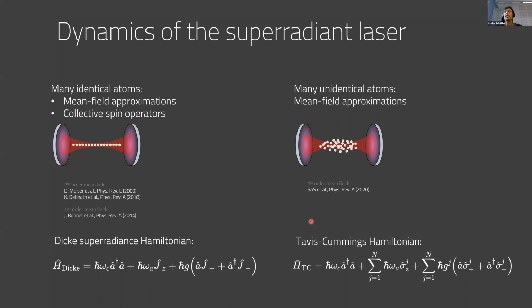This second model is very important if you want to be able to consider position and velocity and finite temperature of the atoms. Whereas the first model is a very good approximation as long as you have strongly confined atoms in lattices.